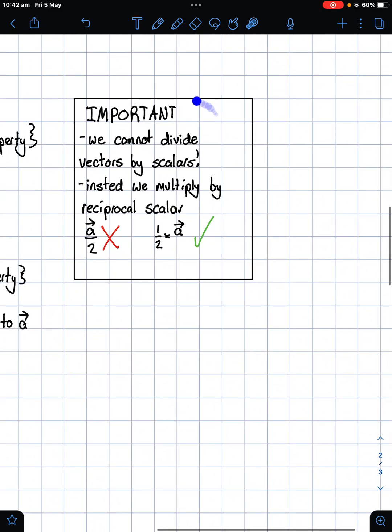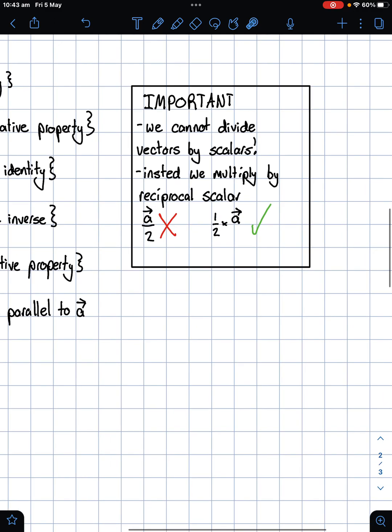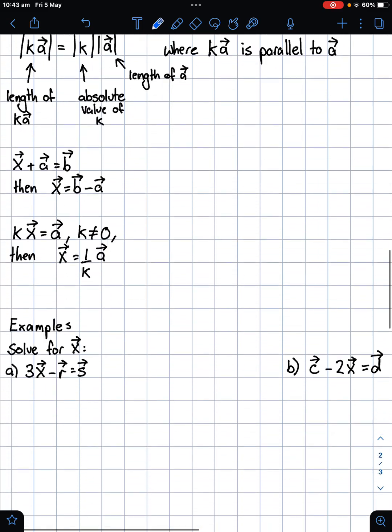Now, this is super important. We cannot divide vectors by scalars. Instead, we multiply by reciprocal scalars. So we don't do A over 2, A divided by 2, because we can't divide vectors. We multiply a half to every component of the vector. Cool, we've rolled through them.